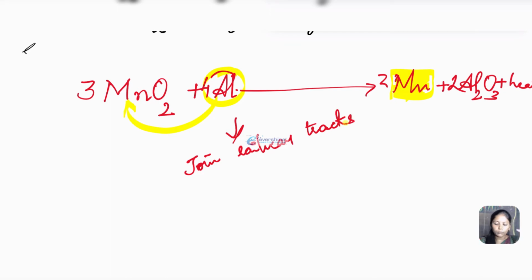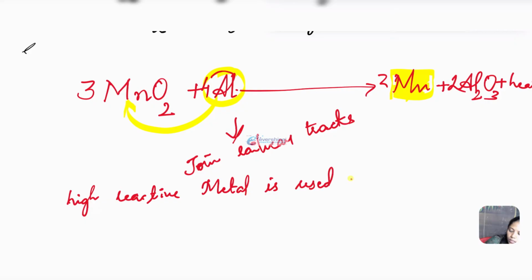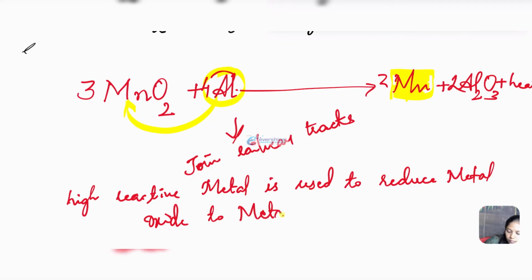So what you can tell: a highly reactive metal is used to reduce metal oxide to metal. This is called a thermite reaction.